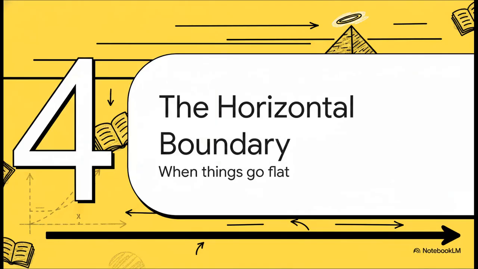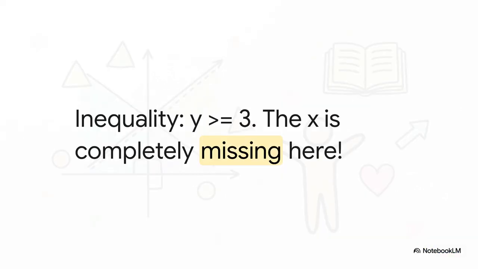Section 4. The horizontal boundary. This is for when things go flat. So sometimes your boundary line isn't slanted at all. Check out this inequality, y is greater than or equal to 3. Notice anything missing? The x is completely gone.